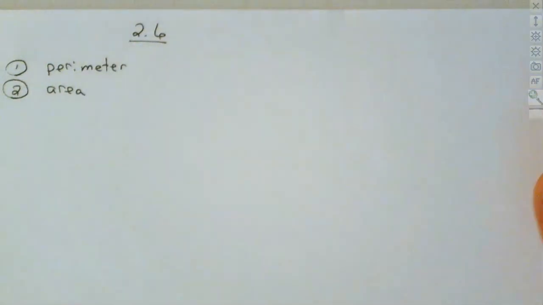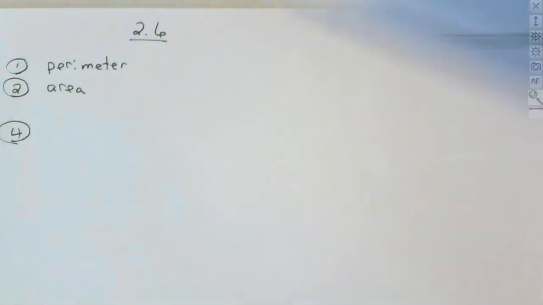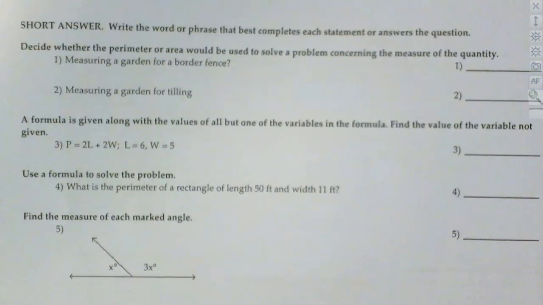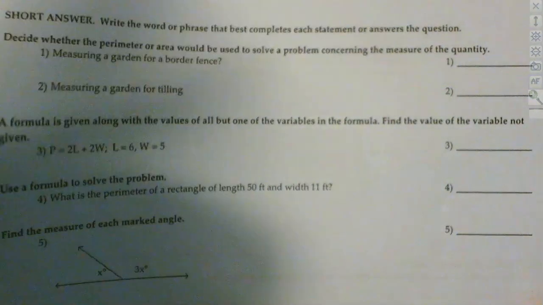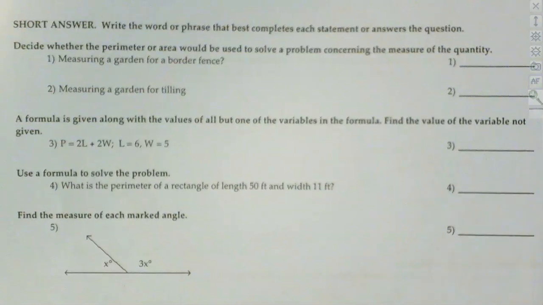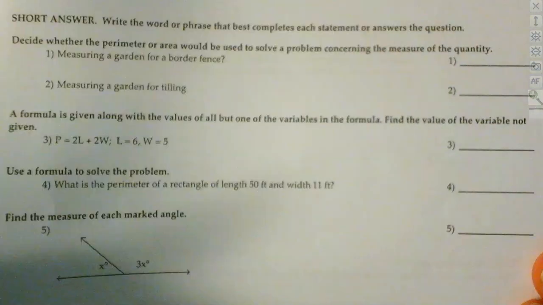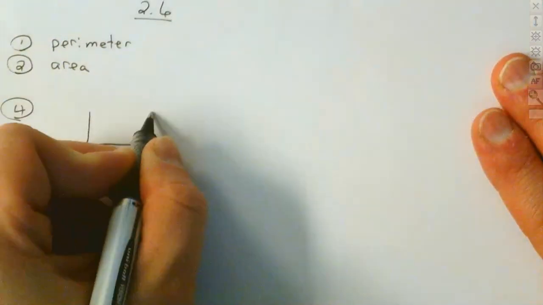Question 4. What is the perimeter of a rectangle of 50 feet for the length and 11 feet for the width? Okay, well, we can look up the formula, or we can just think about what the perimeter is. What is the perimeter by basic definition? Adding up all the sides, right? We got a rectangle. What's our rectangle look like? It looks like 50 by 11.